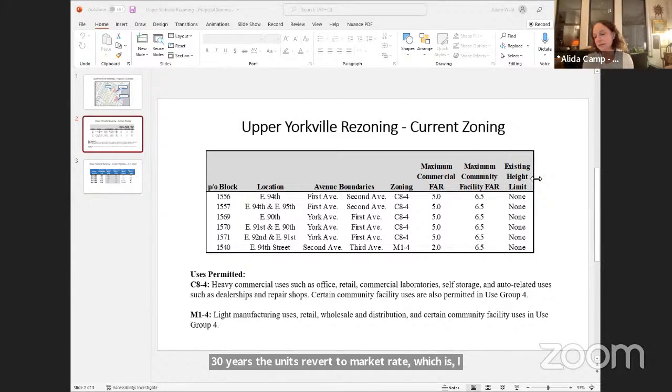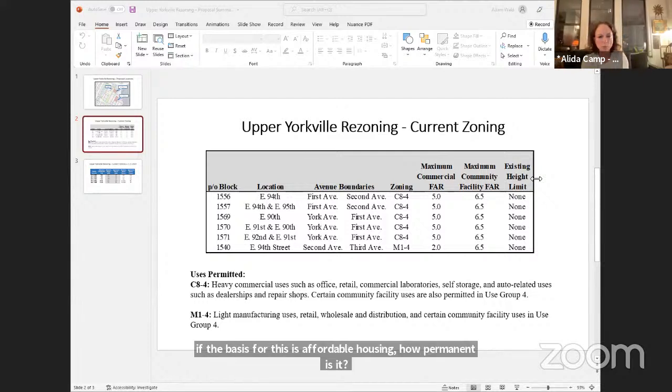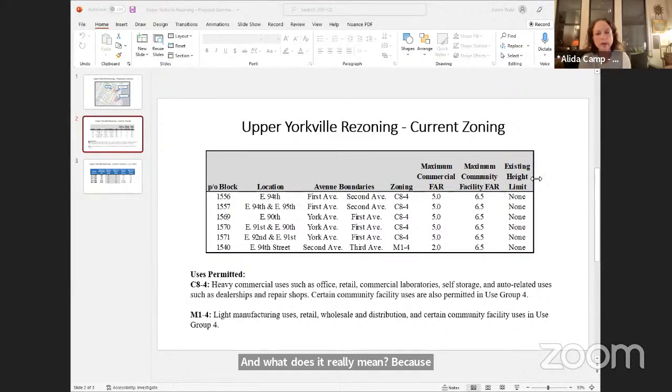And also, I think there's a loophole in the Soho NoHo plan that if there's an economic reason for it, they don't have to put affordable housing in some of the new construction. So if the basis for this is affordable housing, how permanent is it? And what does it really mean? Because more high towers are great for bringing in that kind of affordable housing, but I guess I'm just wondering, and I know I'm not being articulate about it. I have questions that I haven't been able to quite figure out what they mean even to me.